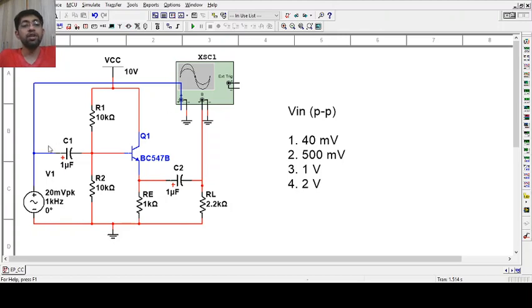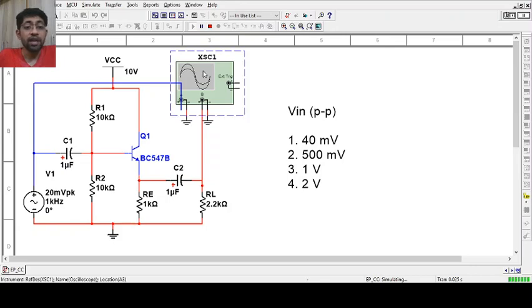Here the input is connected via the blue line and the output is taken from the red line. So blue is your input and red is the output. Our first input is 40 millivolt peak to peak. It is already set to 20 millivolt peak, so 40 millivolt peak to peak is fine. Now let us run the circuit and observe the output voltage. If I press the run button, the simulation is started.